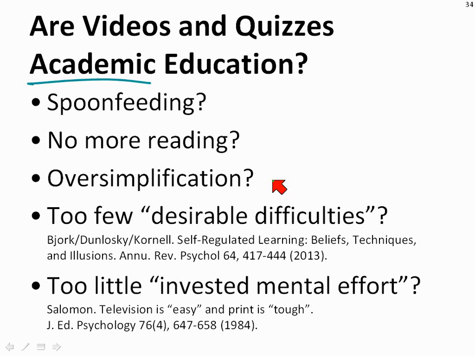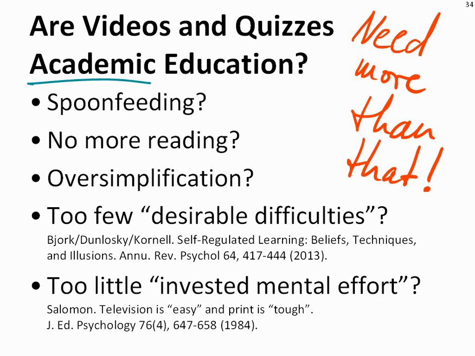There's also research on that. Björk and Björk have coined this term desirable difficulties. As a learner, you have to experience a certain amount of difficulty, otherwise you don't learn. It must not be so simple. And you see, this is decades ago. Salomon has investigated the difference between television and print. Television feels easy to the learner, and print feels hard to the learner, but the effect of print is much higher for learning. You learn something when reading. You don't learn as much when watching TV. Someone has coined this term of invested mental effort. We have to be very careful about not making things too simple.